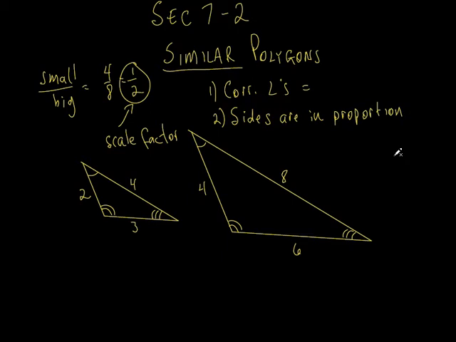Now when we say they're in proportion, they must have the same scale factor, if you want to jot that down in your notes. To be in proportion, they got to share the same scale factor, and they do. 4 to 8 is the same as 1 to 2. 2 to 4, 3 to 6, they're both the same as 1 to 2. So they all have the same scale factor. If they have the same scale factor, then they're in proportion.